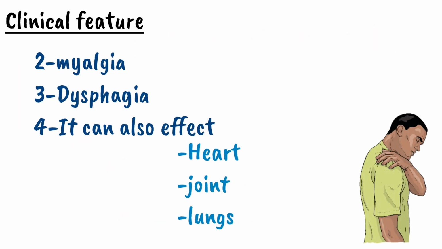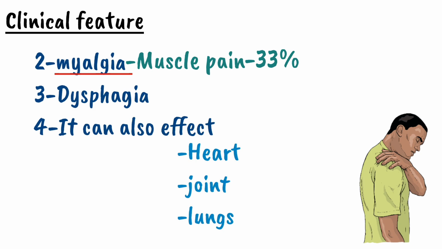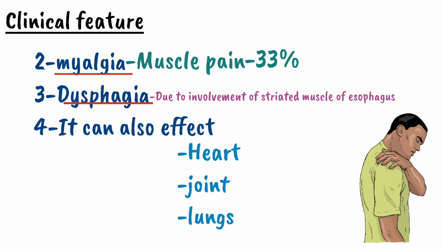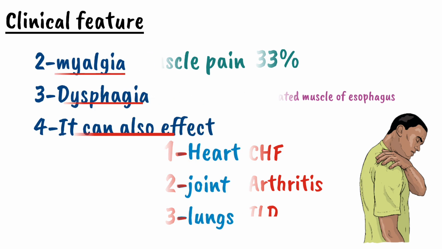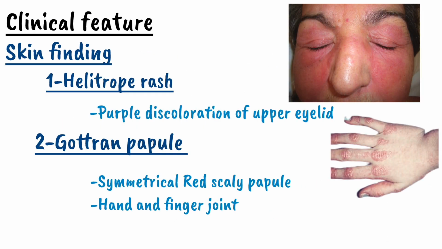Other than muscle weakness, there will be myalgia, which is muscle pain, and it occurs in about 33% of patients. Apart from these manifestations, there will also be dysphagia. Dysphagia means difficulty in swallowing. Due to the involvement of striated muscle of the esophagus, there will be dysphagia. It can also affect the heart, joints, and lung, leading to congestive heart failure, arthritis, and interstitial lung disease. So that was all about the clinical features which occur due to muscle involvement, and they occur in both dermatomyositis and polymyositis. Now let's come to the skin findings.